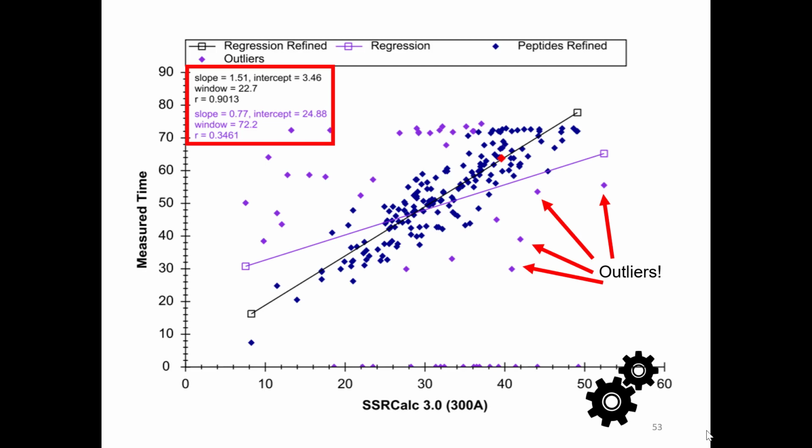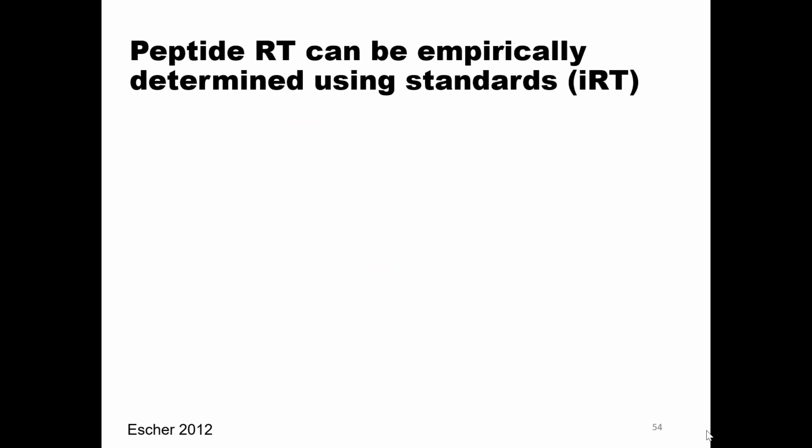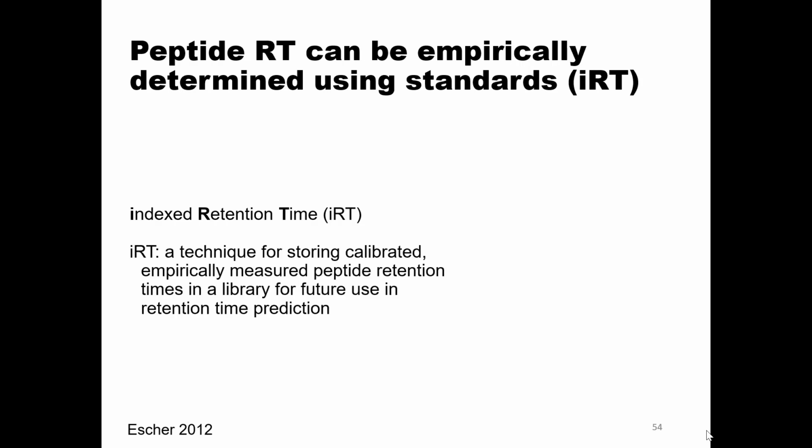At the same time, because we're only ballparking this using SSRCalc, because we're only using the peptide's amino acid retention coefficient, we could do better. And doing better would be doing something empirically. And the empirical method is called iRT. iRT stands for indexed retention time. And the idea behind iRT is that we will use anchor points that are peptide standards that we know elute very early, sometime in the middle, and very late.